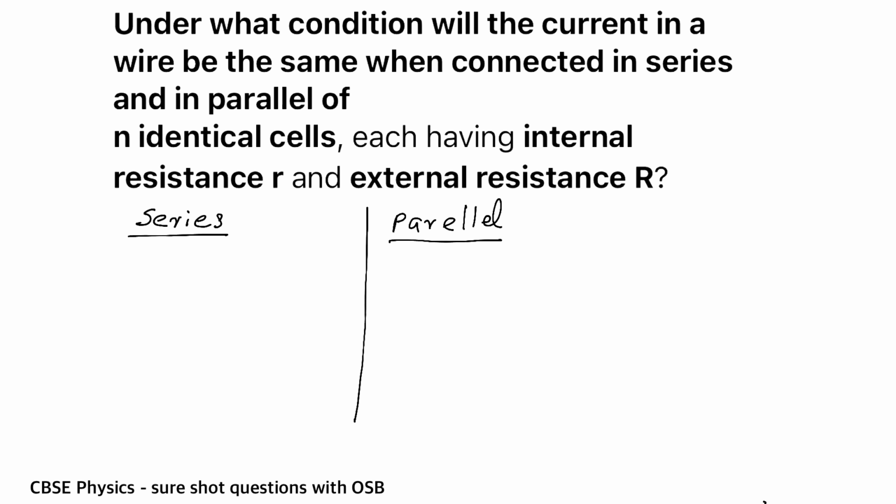Now, what is the total EMF in series combination? As the cells are identical, it is Ne. What about parallel combination? As it is identical, Ep will be E only. Now what is net internal resistance? It is Nr. And here, net internal resistance is r by N. Now what is the current here?